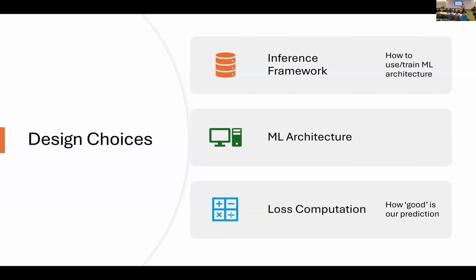So right now, this project is still in a design space exploration stage. So there are many ways of making a machine learning model. And I'm trying different combinations, seeing which one performs well for our data set. So there's roughly 3 design choices that I'm going through. The first is the inference framework, which is essentially how will this machine learning model be used during inference? Second is what kind of machine learning architecture to use.